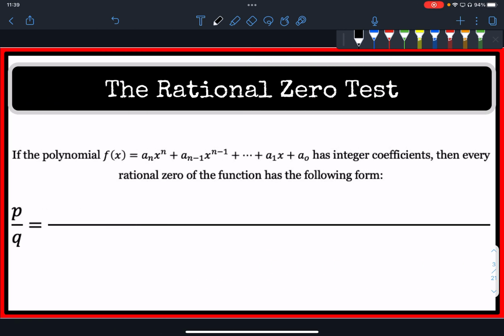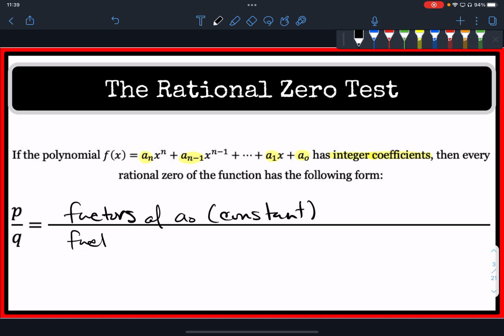So for example, if we have a polynomial function and all the coefficients are integers, so these numbers are going to be positive or negative whole numbers, then every rational zero of this function has the form P over Q. This means we can figure out all of the possible rational zeros by getting the factors of our constant, a sub n, and dividing it by all of the factors of our leading coefficient.